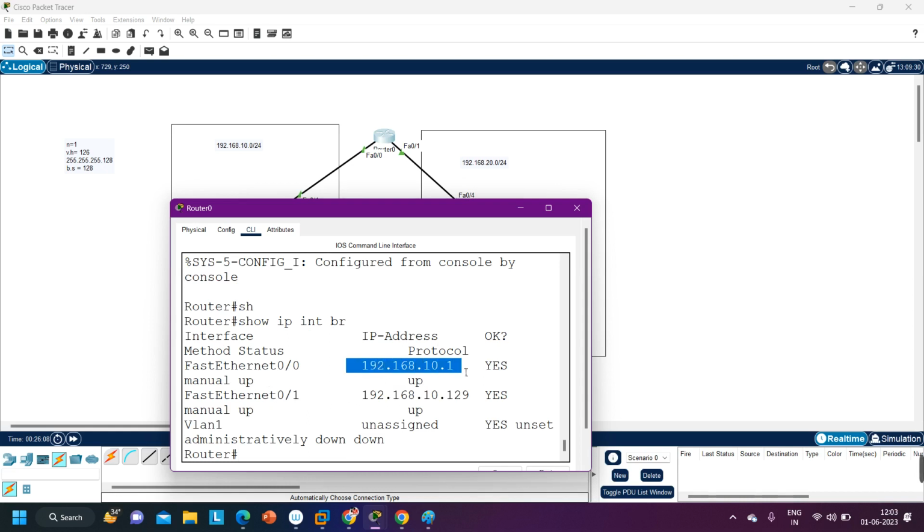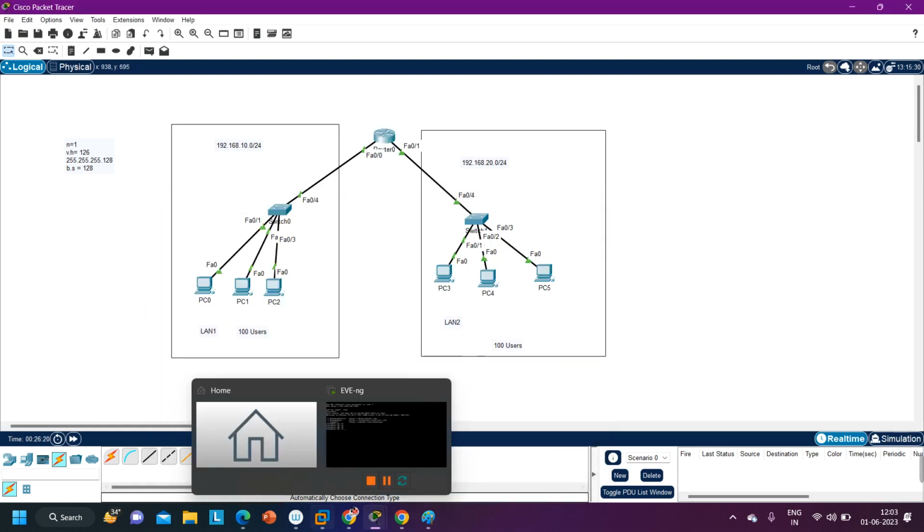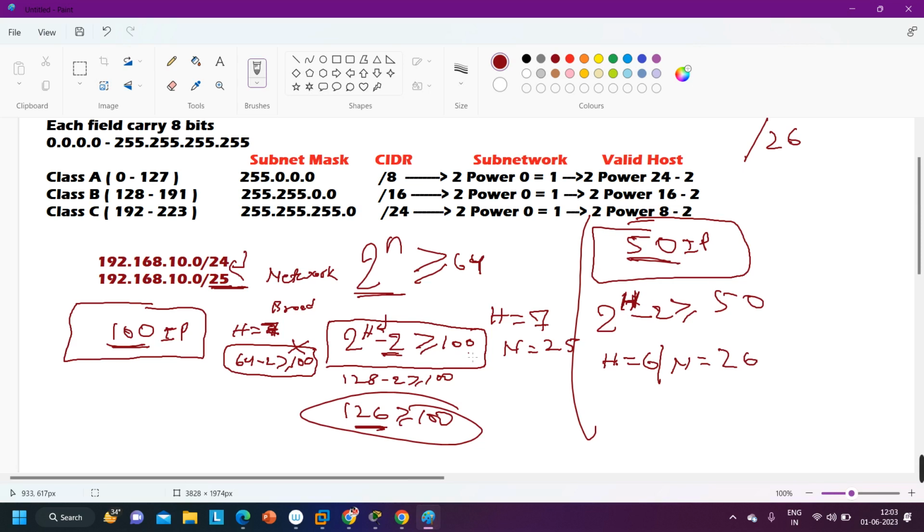Network ID of this IP address will be 10.0. Network ID of this IP address will be 10.128. So this time I have divided the network into two parts. Yes or no? Same thing I am discussing over here. I don't know if you guys are getting me or not, guys. So tell me.